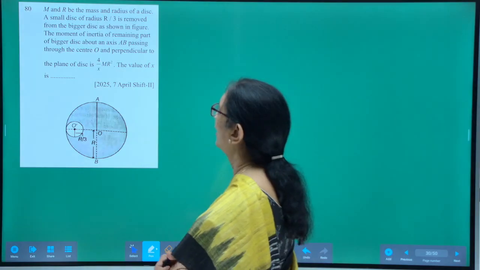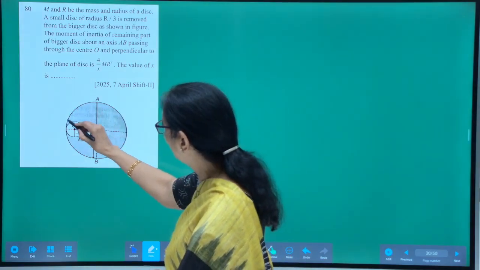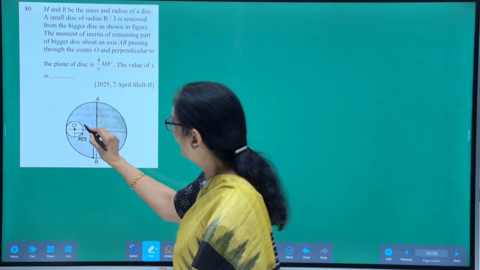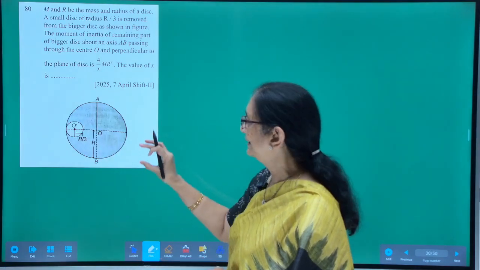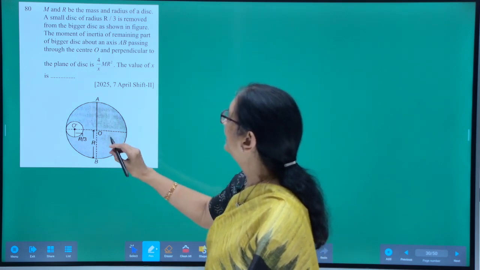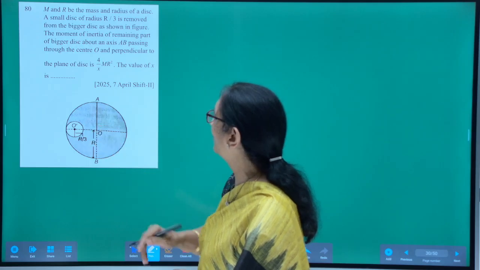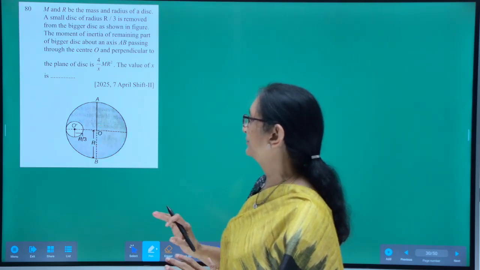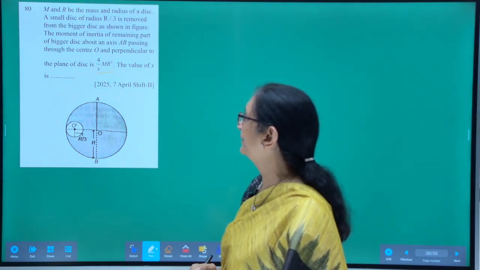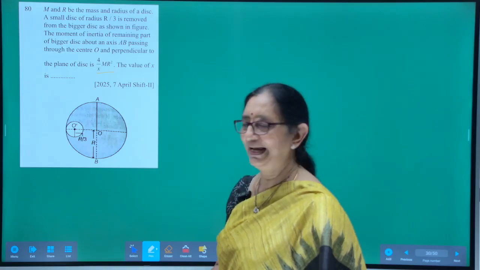Look into this problem. M is the mass of the bigger disc, R is the radius of the disc, a portion of radius R by 3 is removed from it. What is the moment of inertia of the remaining part about an axis passing through the point O and perpendicular to the plane of the disc? Actually, it is given as 4 by x mr square. You need to find the value of x here.